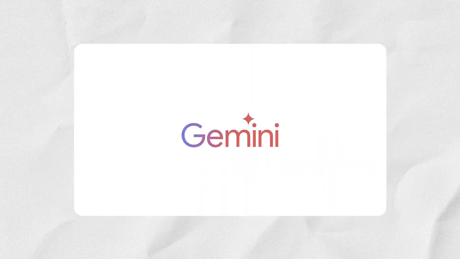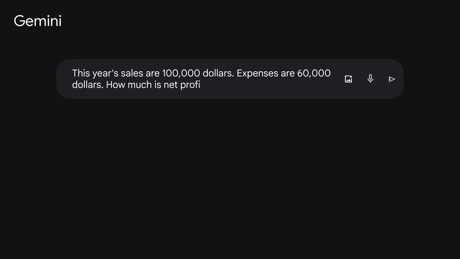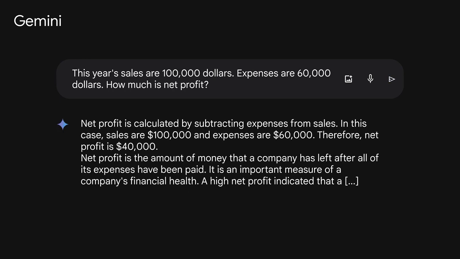Let's look at 3 questions given to Gemini, a large language model chatbot developed by Google AI. Question 1. This year's sales are $100,000. Expenses are $60,000. How much is net profit? Gemini first shares how net profit is calculated, then performs the calculation. Then Gemini provides the definition of net profit.